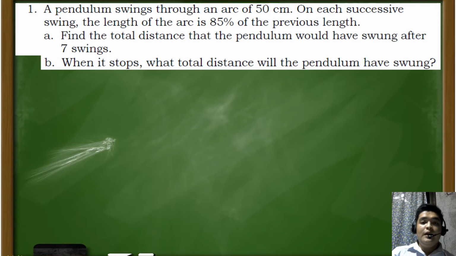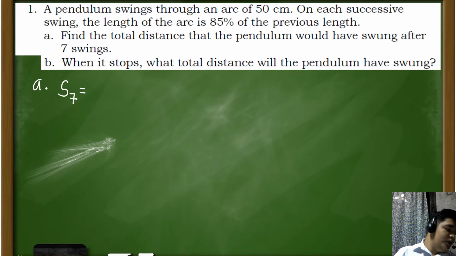What is a pendulum? It is like the swinging part of a clock, if you have seen one, that swings back and forth. For letter A, let's answer it first. We need to find the total distance swung after 7 swings. Meaning, we need to find S sub 7.